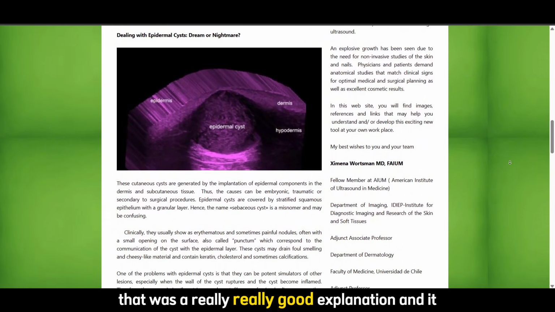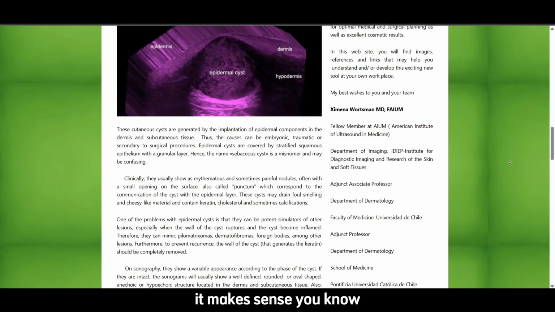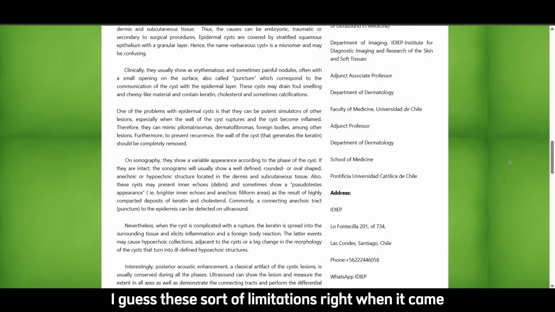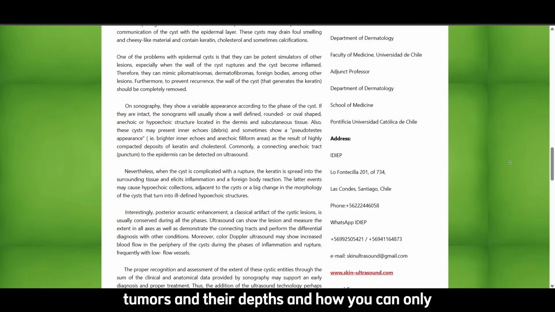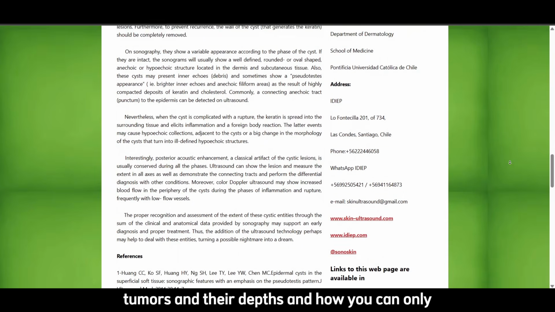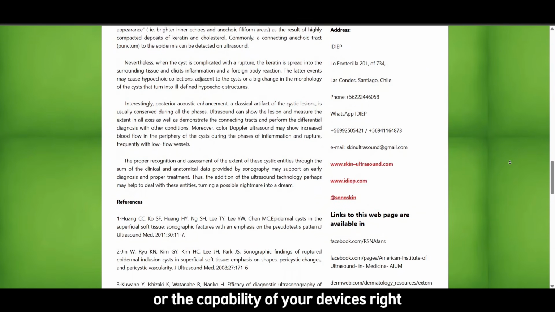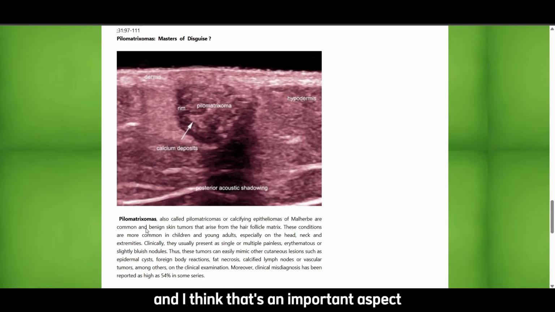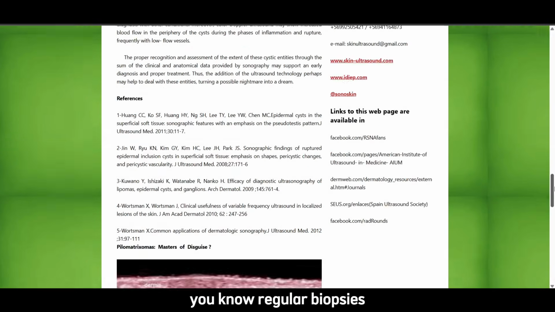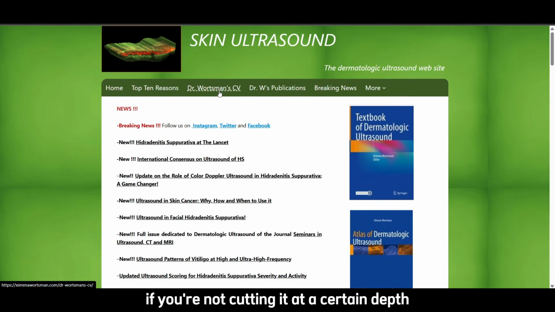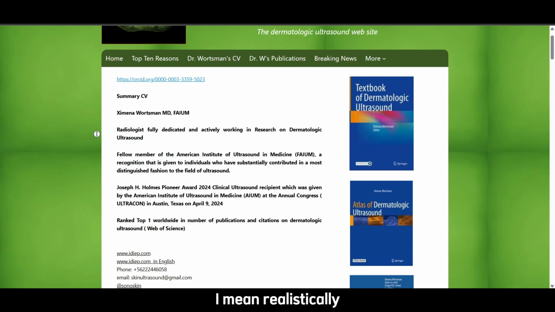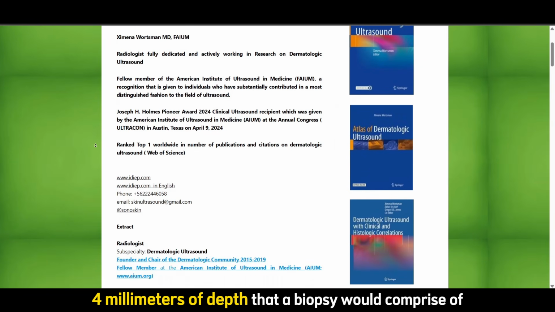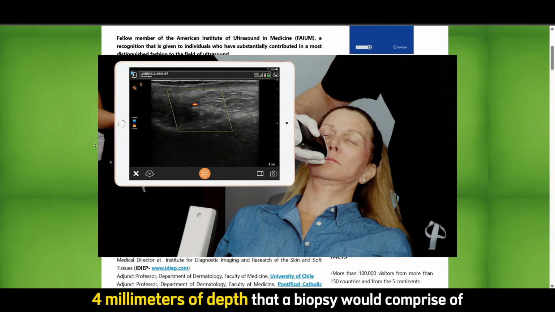Wow, that was a really good explanation, and it makes sense, especially when you were talking about the limitations when it comes to tumors and their depths, and how you're essentially limited by the capability of your devices, right? Exactly, and I think that's an important aspect, even when it comes to regular biopsies, so to speak, right? If you're not cutting at a certain depth, realistically, the tumor could still go below the typical 4 millimeters of depth that a biopsy would comprise.